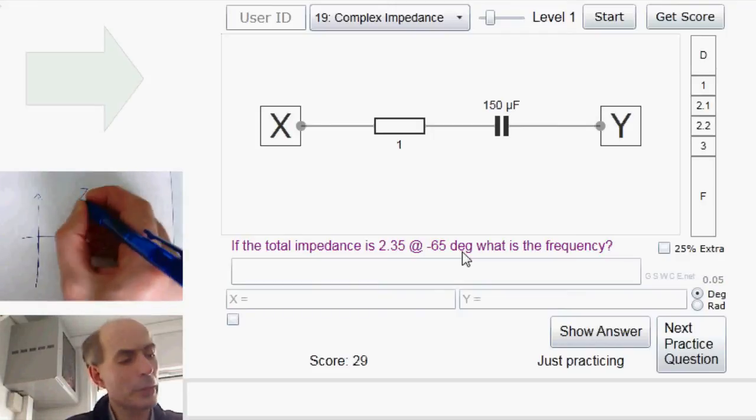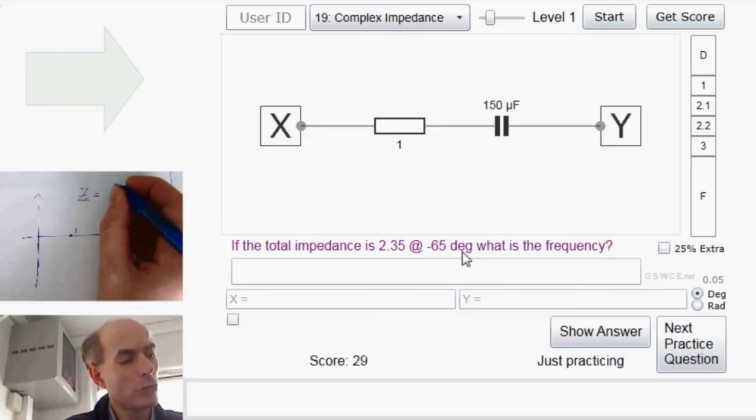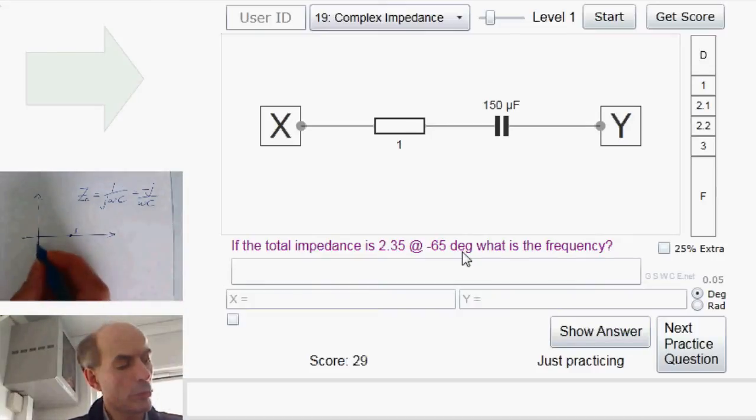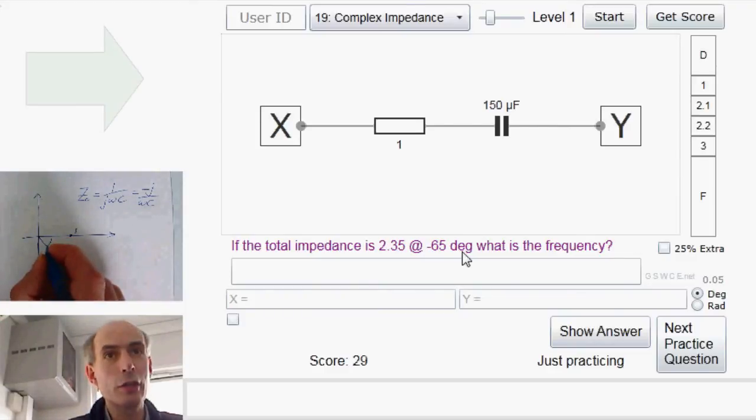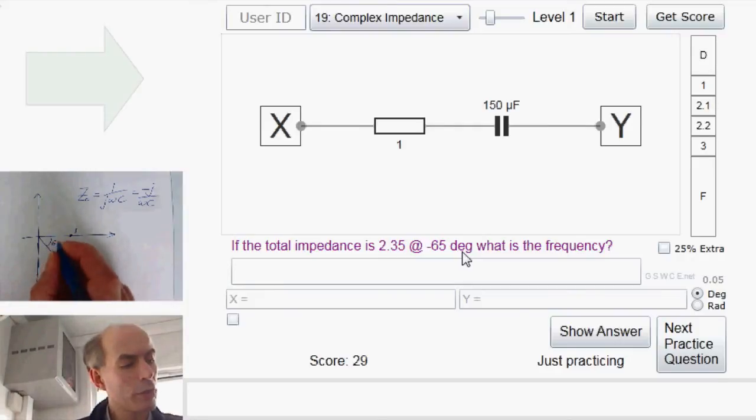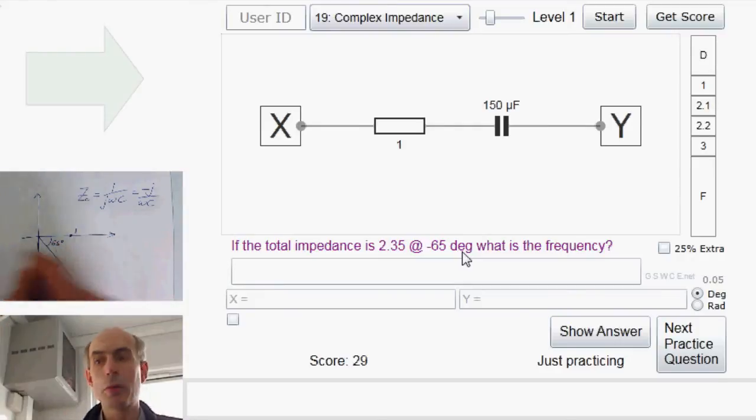That's because for a capacitor, the impedance is 1 over J omega C, which is just another way of writing minus J over omega C. It's going to be on this negative imaginary axis. We know that the total impedance has a magnitude of, I'll get it right this time, 2.35 ohms at minus 65 degrees, so that's 65 degrees clockwise from the real axis.